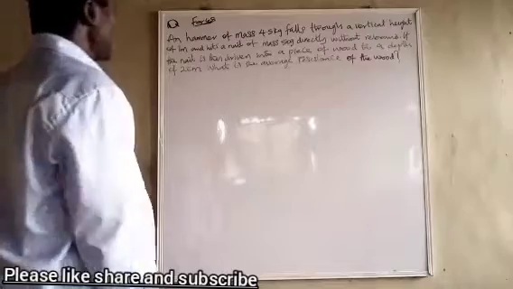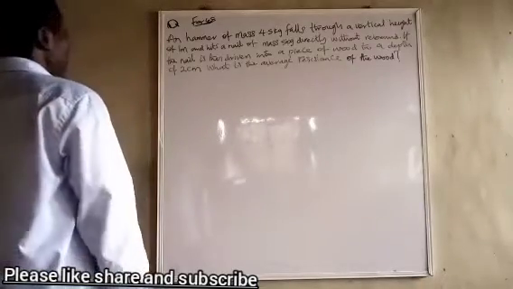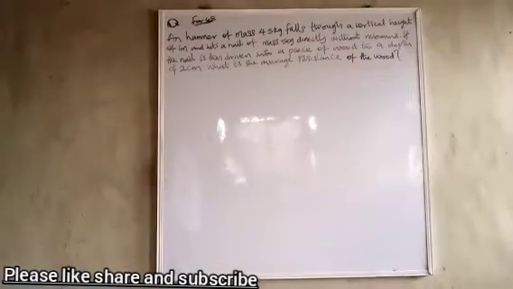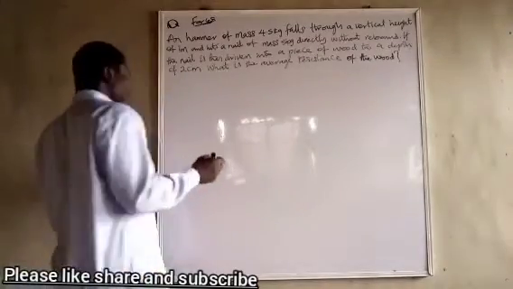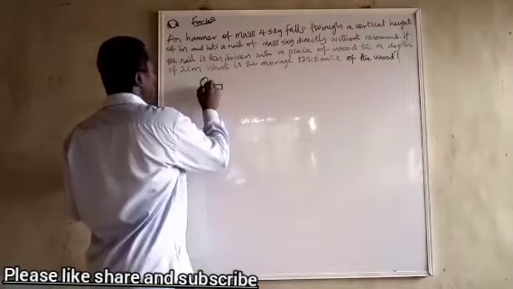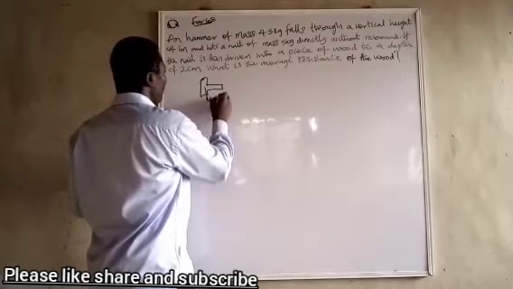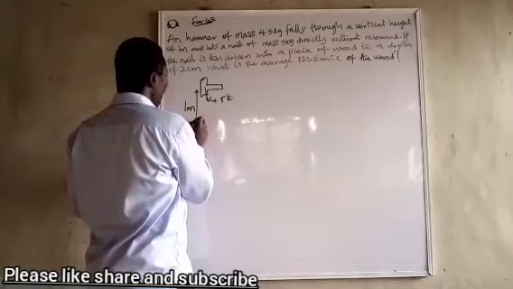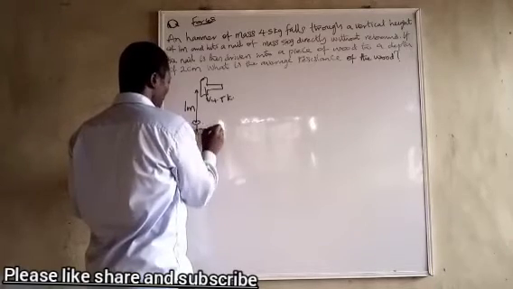If the nail is then driven into a piece of wood to a depth of 2 cm, what is the average resistance of the wood? Now let's have a pictorial view of what happened. This is a hammer here, and it weighs 4.5 kg, and falls through a distance of 1 meter to hit a nail into a wood.